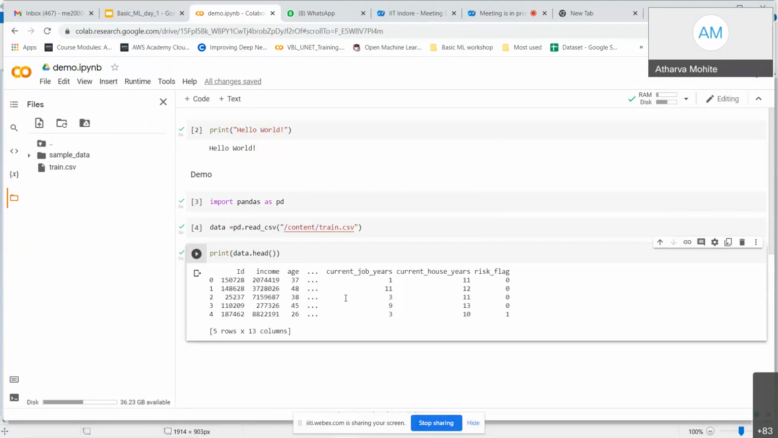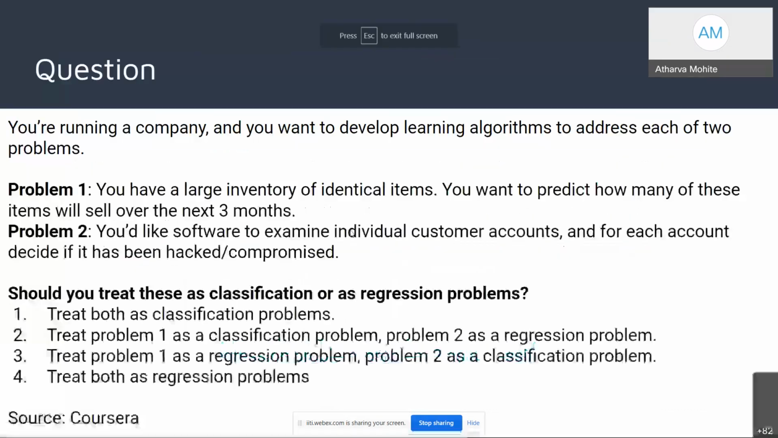So this was a brief overview of the Colab notebook. You can always explore the other tabs and features. Before we end today's session, here's a problem for you all. Please read the question carefully and try to guess the correct option. We will discuss the solution tomorrow.